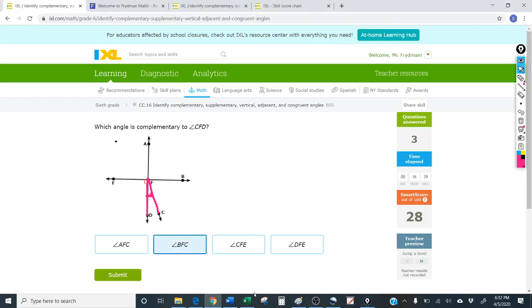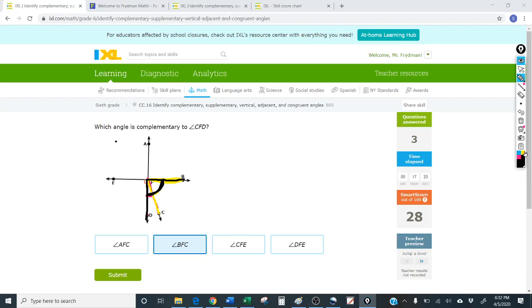If I look over here at BFC, so from B, I go to F, and then I go to C. That's angle BFC. So if I start over here, and I go through this angle, and then through this angle, is this a 90-degree angle? Well, it kind of looks like a 90-degree angle. Is it actually a 90-degree angle? Yes, it is. How do I know that?